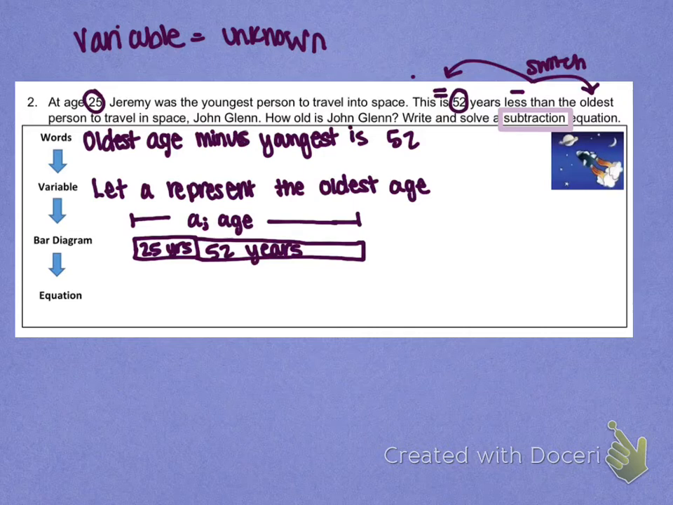So what do I know? I know that the oldest age minus the youngest age of 25 is going to give us our 52-year difference. So let's go ahead and solve this, writing A minus 25 equals 52. And remember, our first step would be to draw your line down the equal sign.